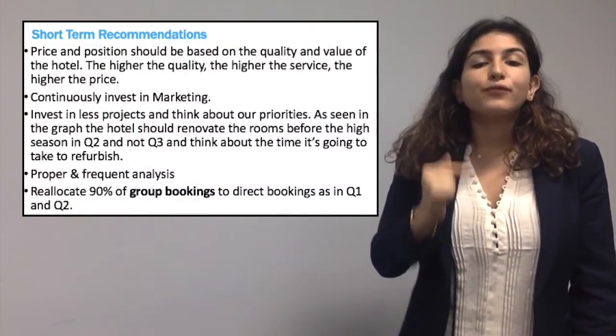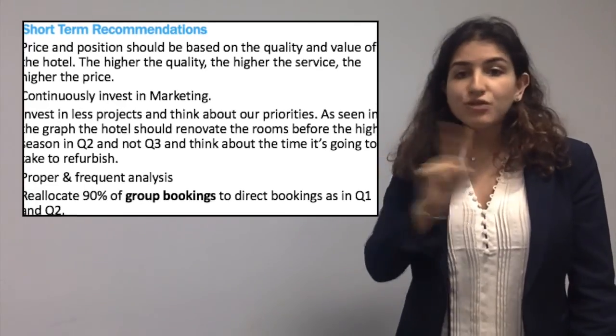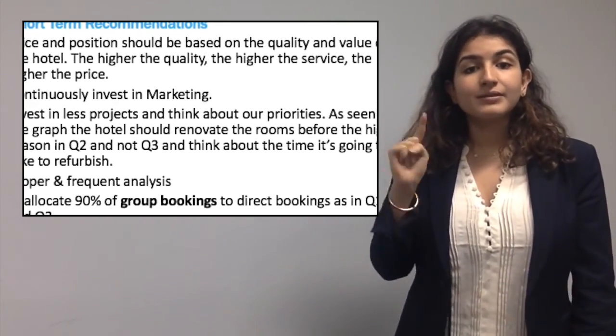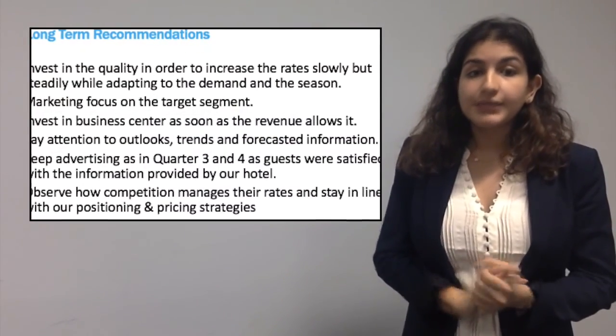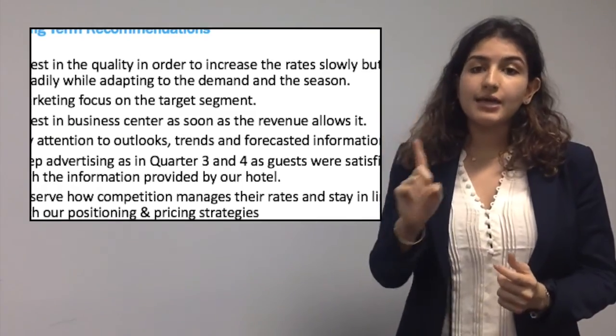According to the graph, the hotel should renovate the rooms before the high season in quarter 2, not in quarter 3, and think about the time it's going to take to refurbish. We should also observe how competition manages their rates and stay in line with our positioning and pricing strategy.